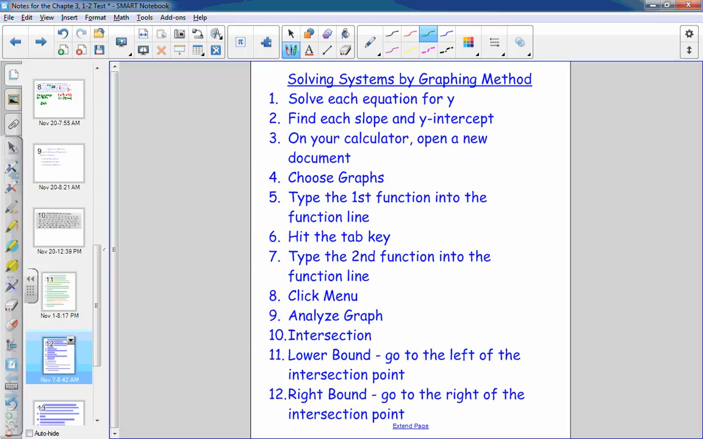You will have 3 problems on the test over the graphical method, which is what I talked about yesterday. Solve each equation for y, put them into your graphing calculator, hitting tab to go to the next function, and then from there you are going to do menu, analyze graph, and do the intersection point. I will have Mrs. Freitag put these up on the board for you so that you guys are able to have these up the entire time you're taking the test.